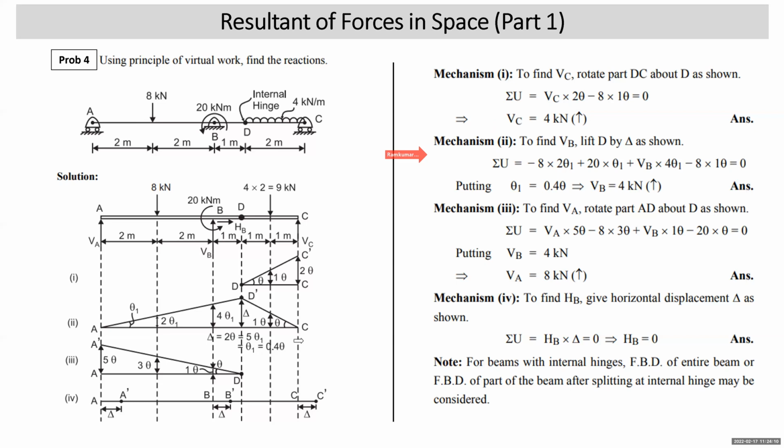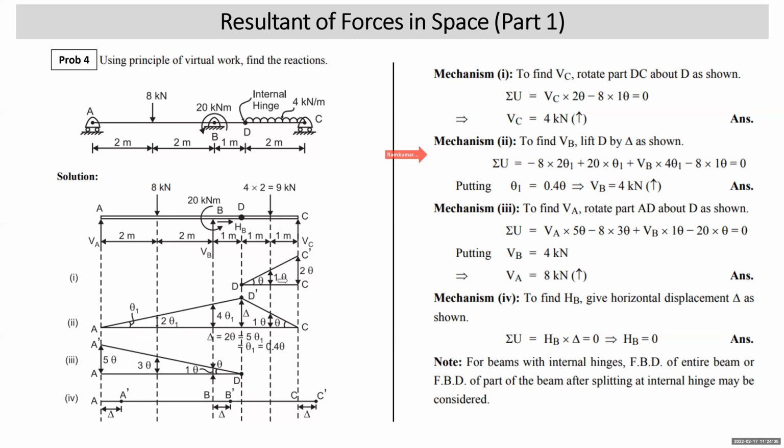Right? Here it is rotated about C, so VC will not do work. It is rotated about A, so VA will not do work. So here which force will only do work? VB. Even HB will not do work because there is no horizontal displacement. So this virtual displacement will be 2 theta 1. This is at 4 meter from A, 4 theta 1. This is at 1 meter from C, 1 theta. Right? And this is delta, which you can call as 2 theta or 5 theta.